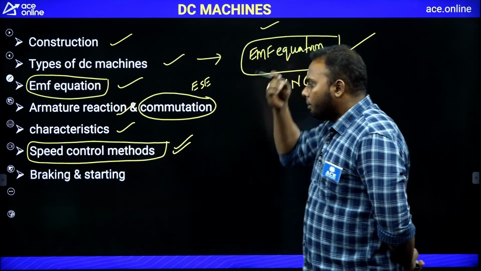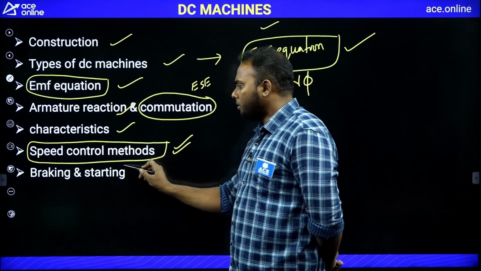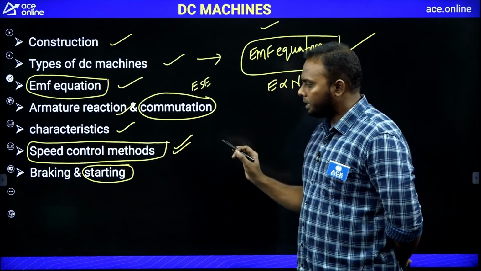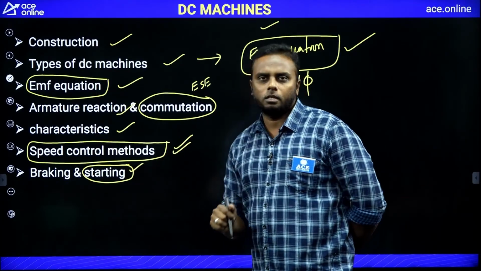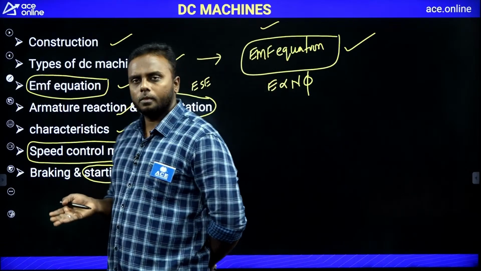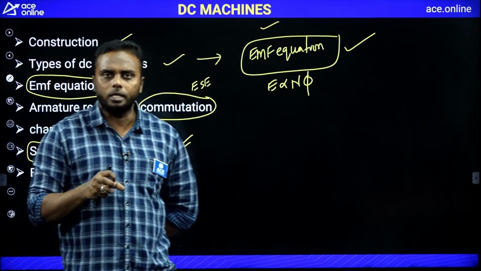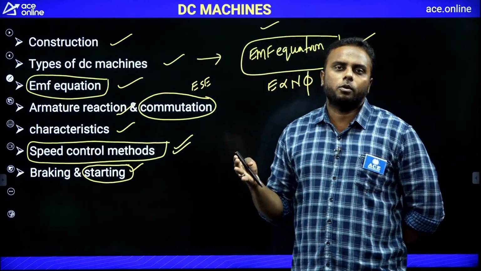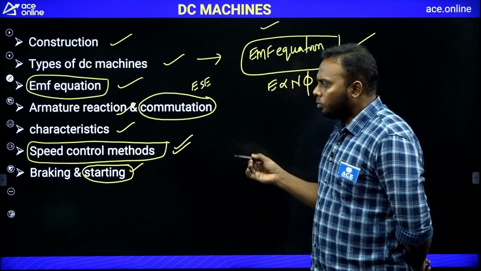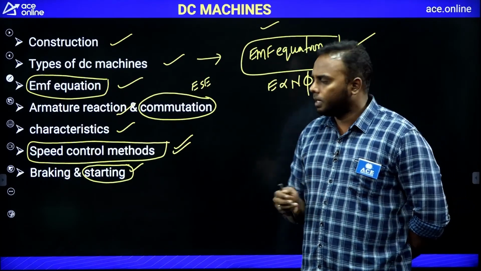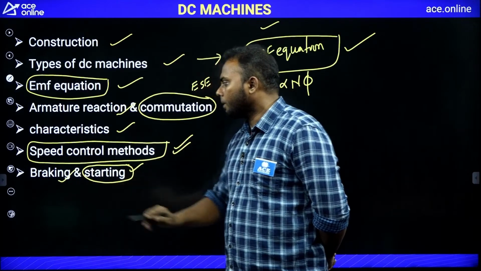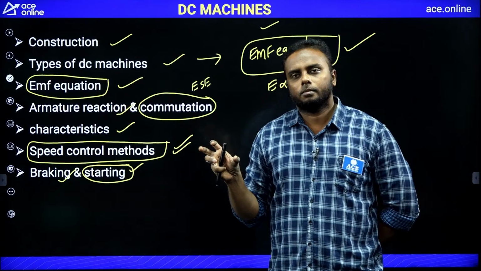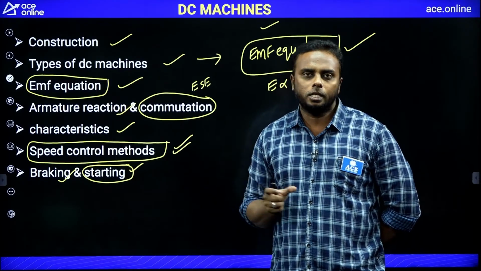Next, braking and starting. Starting you can skip for the GATE exam. Only for ESE do you have to prepare these starting methods. How do we start with starters, and how many types of starters? Three types: 2-point, 3-point, and 4-point starters. The 2-point starter we use specifically for the series motor. And braking: how many types of braking do we have electrically? Three types: dynamic, plugging method, and regenerative braking.